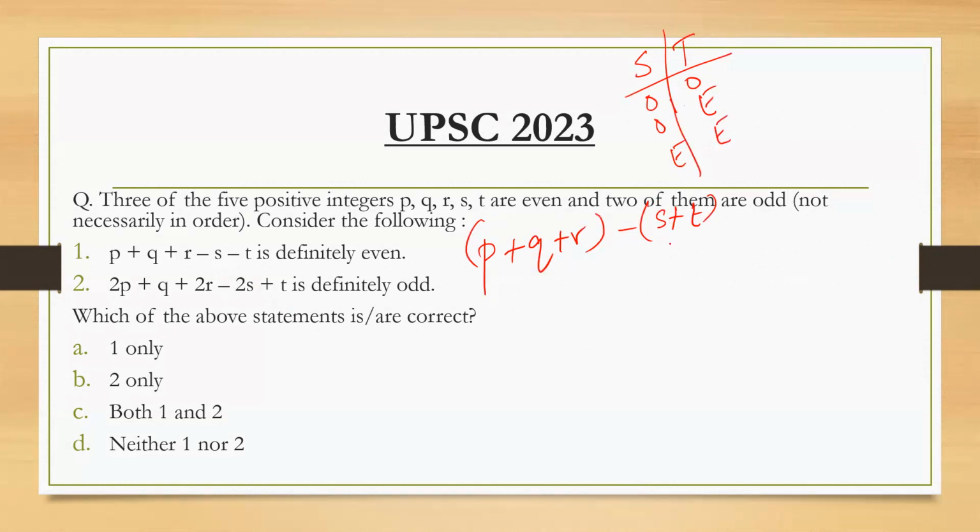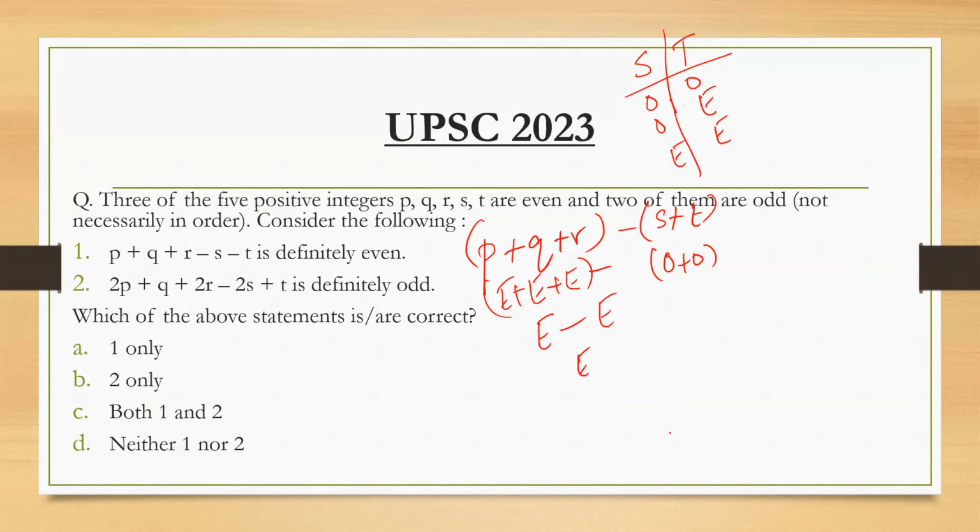So in this scenario, what will happen? If both are odd, what will be the nature of these three, P, Q, and R? They are all even, because it is given that three of the numbers are even. So even plus even plus even is even, minus odd plus odd, which is even. So even minus even is even. So here, this assumption goes with this statement.